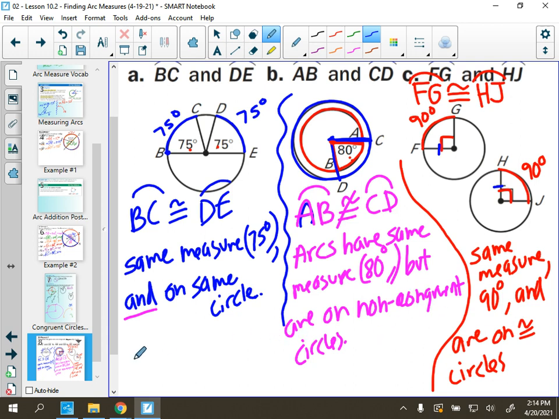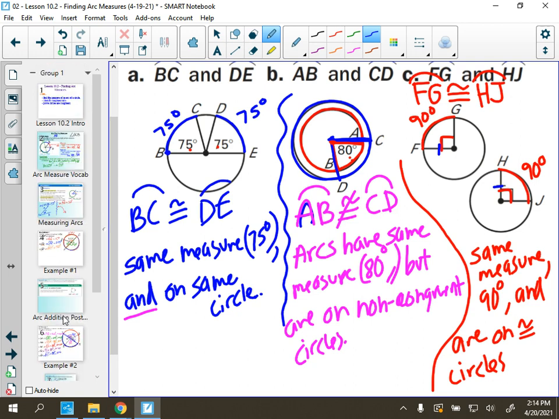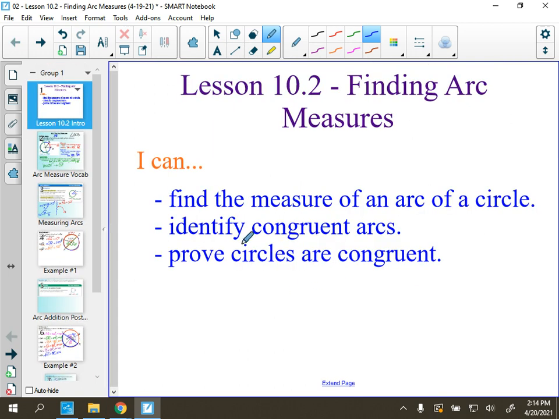So there we go. There we have it. Awesome. That last part was kind of tying those last two big ideas together. So I really started with proving circles are congruent, got to have the same radius, identifying congruent arcs. Okay, they got to have the same measure, and then they're either on congruent circles or are on the same circle. And then we did a whole bunch of that, finding arc measure of a circle.